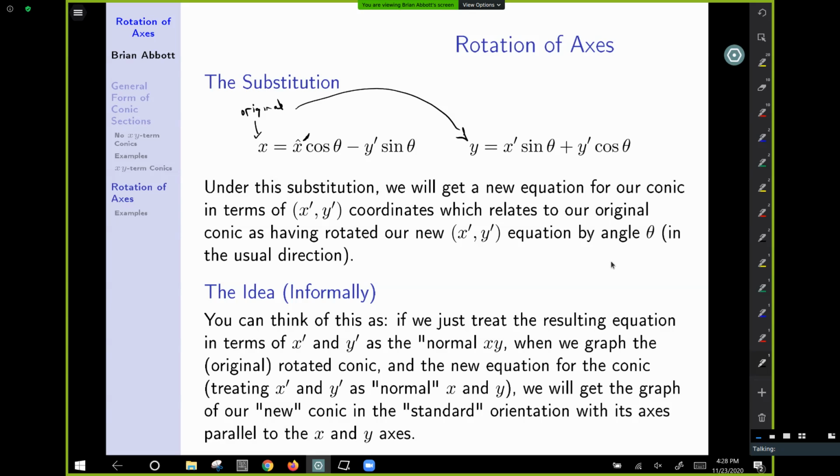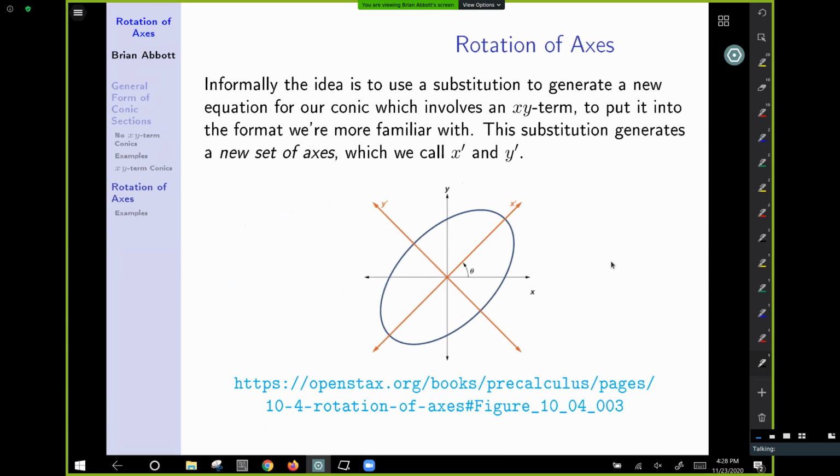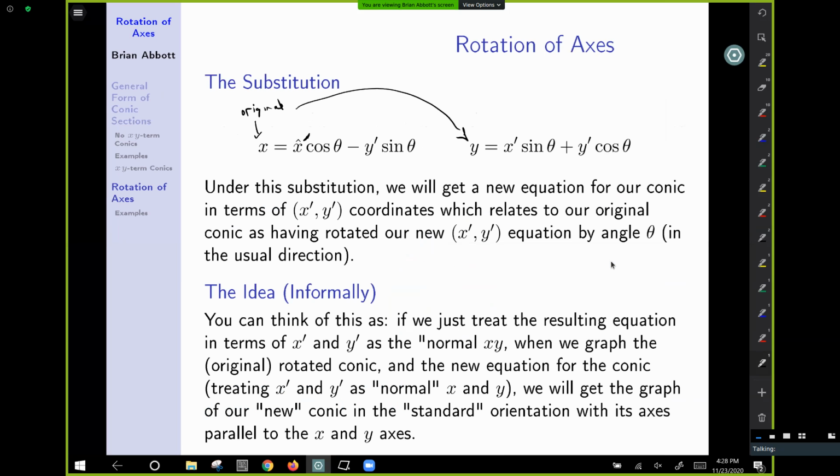And what happens is under the substitution, you get a new equation for the conic in terms only of x prime and y prime now. And these coordinates will relate to our original conic as having that new rotated x prime y prime axes as shown in the picture on the prior page, where theta represents the angle that we started on our original xy axis and rotated to get these new x prime and y prime axes. I posted some great alternate readings about this in the reading assignment for this section, which do a really good job of looking at this. So I encourage you to look at those as well.